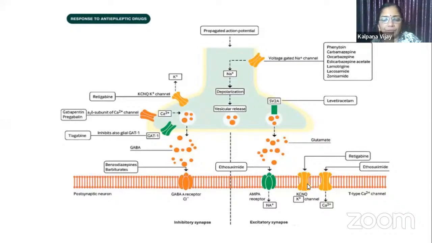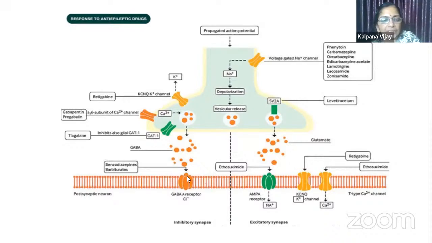Okay. So then we have two receptors. One is the GABA receptor, another is the excitatory glutamate receptor. This GABA receptor is acted on by barbiturates and benzodiazepines. Valproate also acts here. Valproate also acts on the calcium channel. Here sodium valproate is not shown. Also it has some action on the sodium channel.